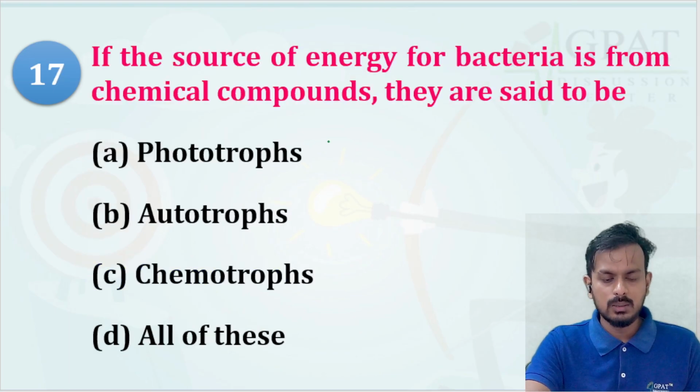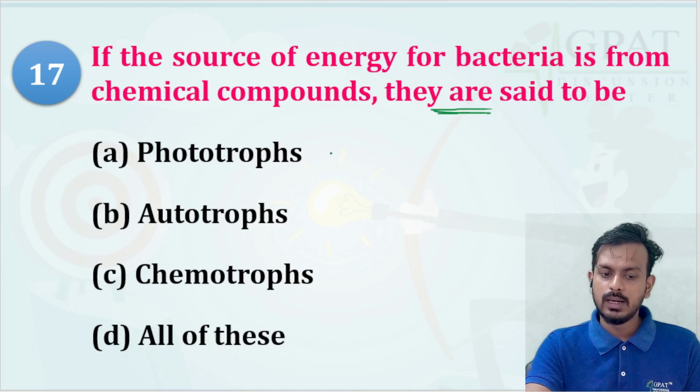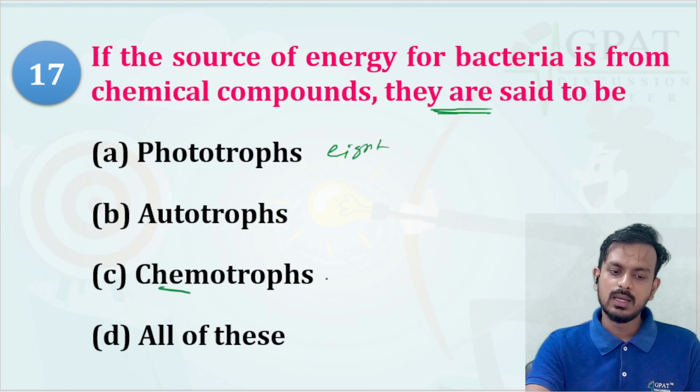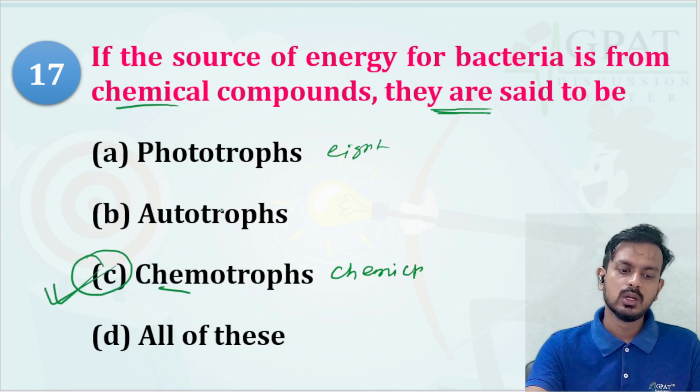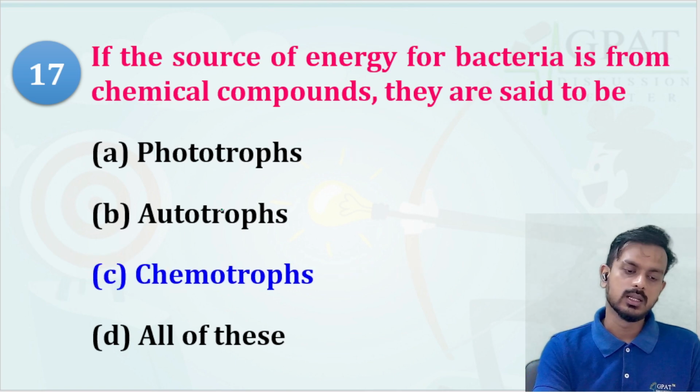Next question. If the source of energy of bacteria is from a chemical compound, then what do we call it? If it is from light, we call it phototrophs. If it is from chemicals, we call it chemotrophs. The question is about chemical compounds. That means option C will be the correct answer. Chemotrophs will be the correct answer.